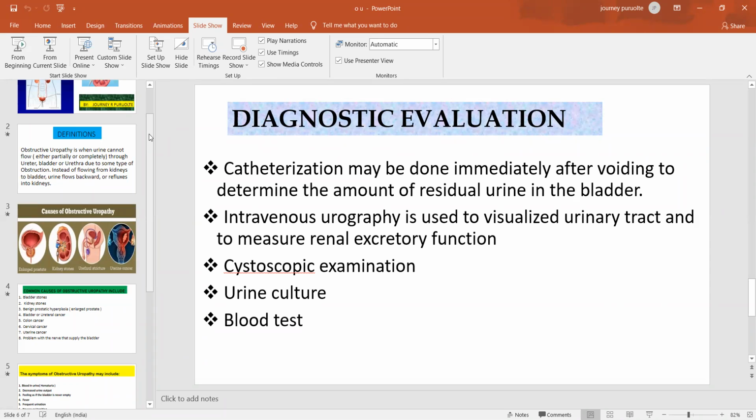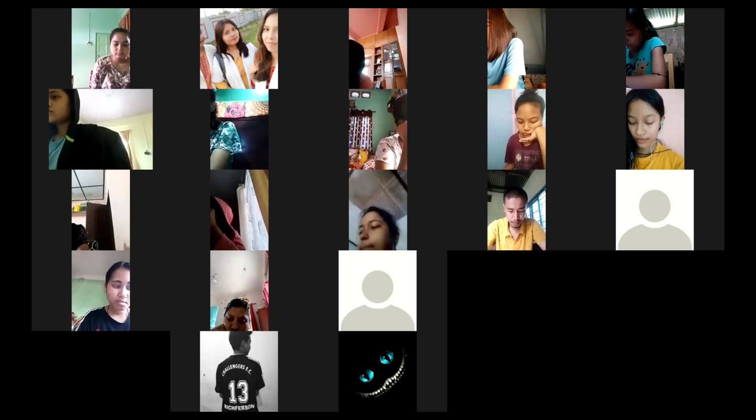And then next is cystoscopic examination. I already explained you all this. And next is urine culture. Urine culture also I already explained, no need to repeat again. Next is the blood test. So through all this diagnostic evaluation or investigation procedure, you can diagnose that someone is having obstructive uropathy. Now let me ask one by one. What are the diagnostic evaluations of obstructive uropathy? Rashmi, can you please tell me one point?